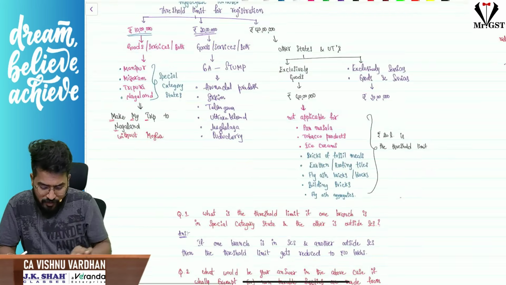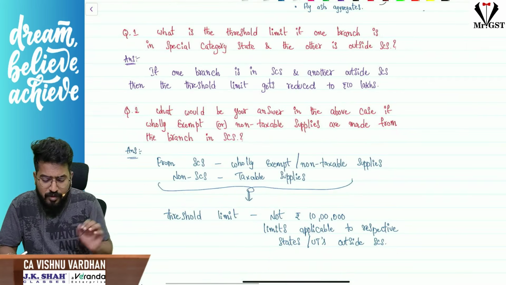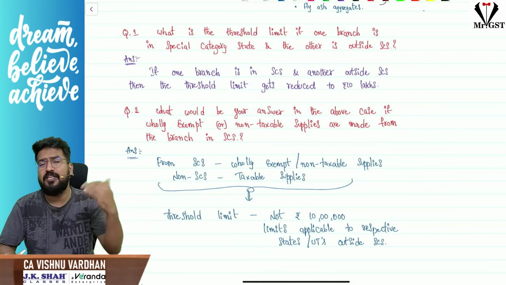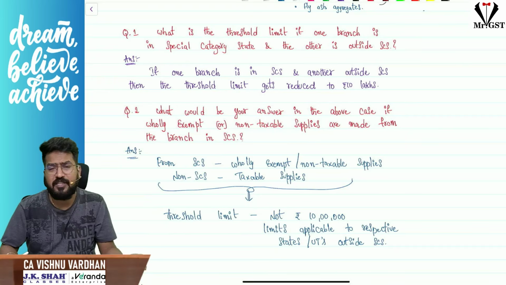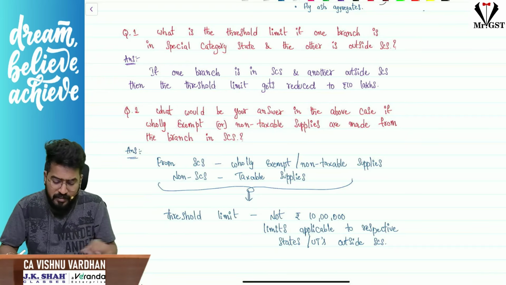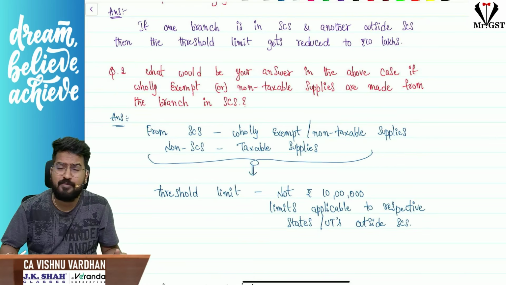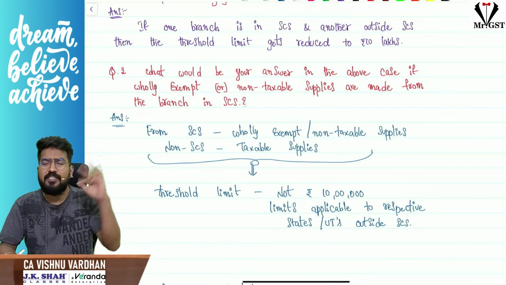Okay, fine. Now here, what if the threshold limit is in one branch? What is the threshold limit? If one branch is in a special category state, another branch is in a non-special category state, it will fall down to 10 lakhs. And in the special category state, if they are wholly dealing with exempt or non-taxable supplies, then what should I do? Then every state will have its own limits.